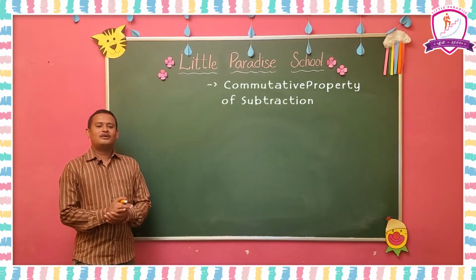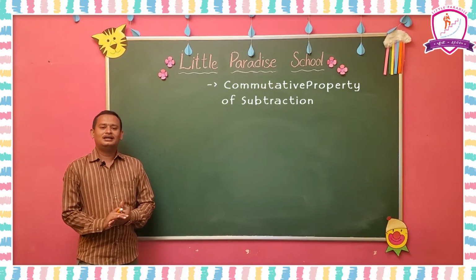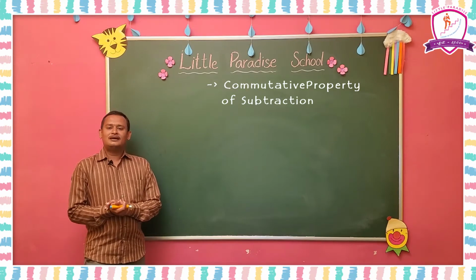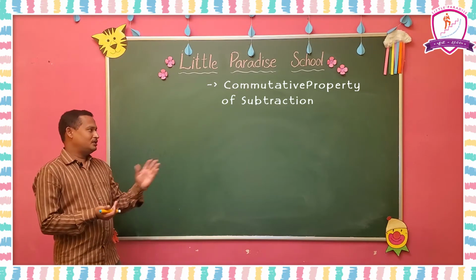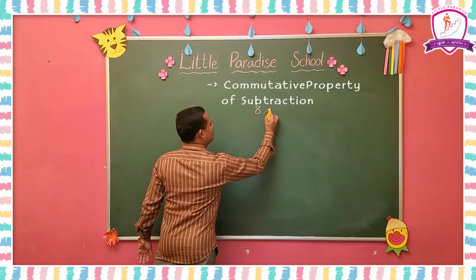Next one is the commutative property of subtraction. Here let us see using an example, 8 and minus 3. Again we are going to take 8 and minus 3.